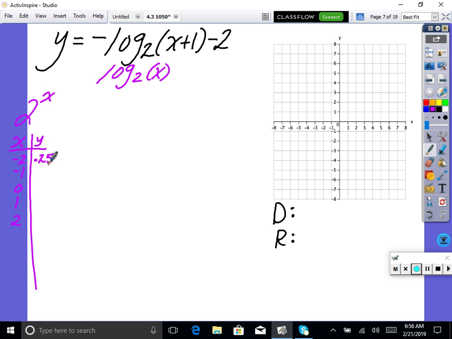Then we'll shift the parent function of the logarithm though. Does that make sense? 0.5, plug in 0, we get 1, 1, 2. Oh, I'm going to do 3 as well. Plug in 2, I get 4, plug in 3, I get 8.